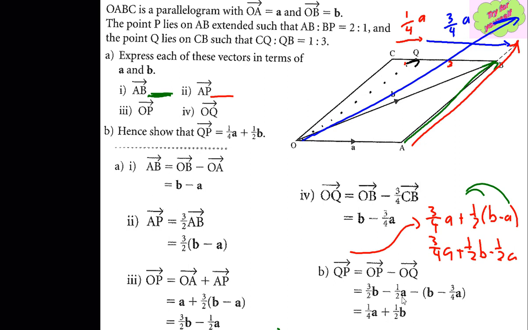Minus a half A plus 3/4 A, because you've got to add a half to get up to 0, and then there's an extra quarter, so a quarter A plus a half B. 3 over 2B minus 2 over 2B is 1 over 2B.